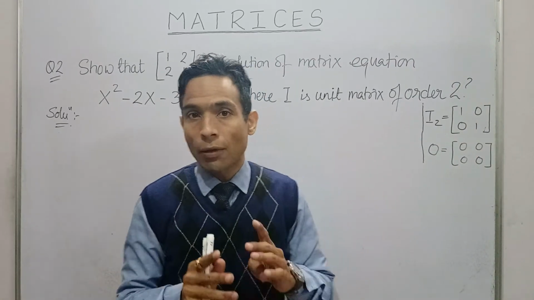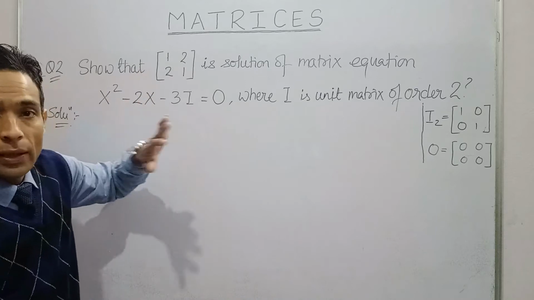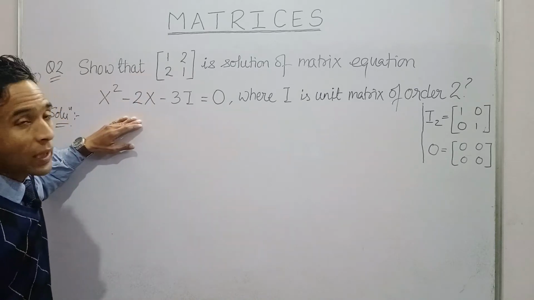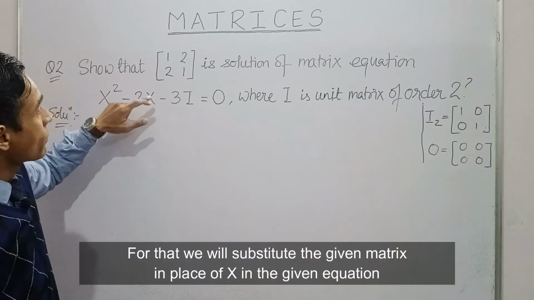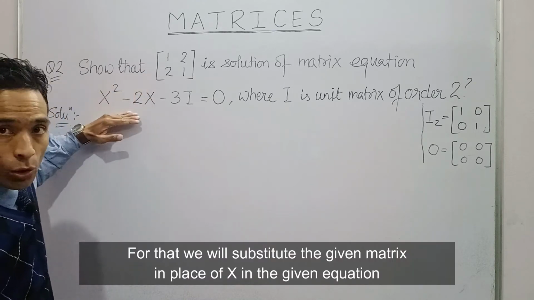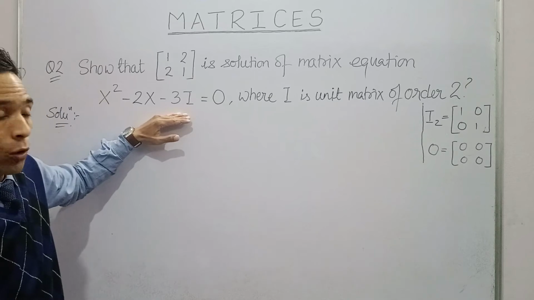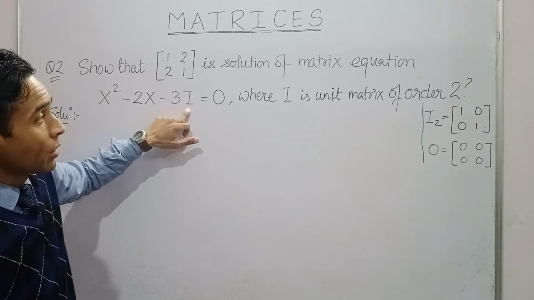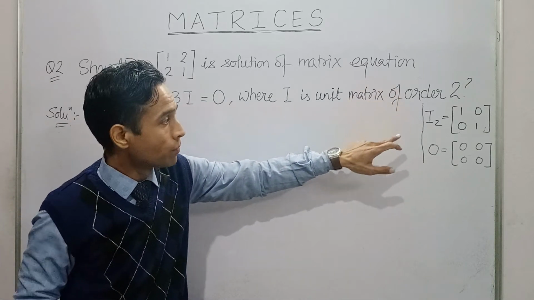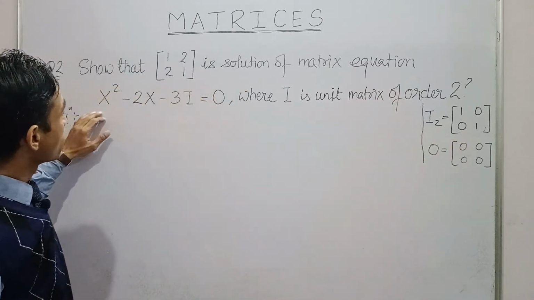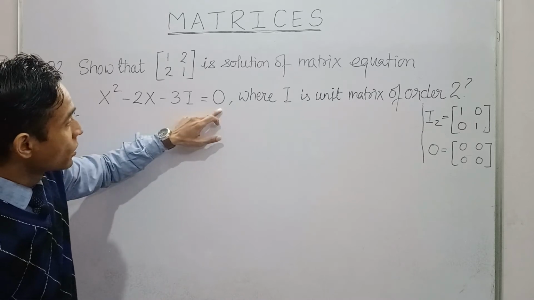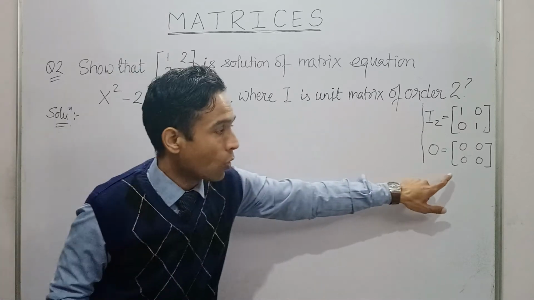In the second question we have a matrix given here and a matrix equation. We have to prove that this matrix is the solution of this matrix equation. For that we will put this matrix in this equation. All the matrices here are of order 2. This is I, unit matrix of order 2, I2, which is also called identity matrix, and we have to prove the left hand side equal to this null matrix of order 2.